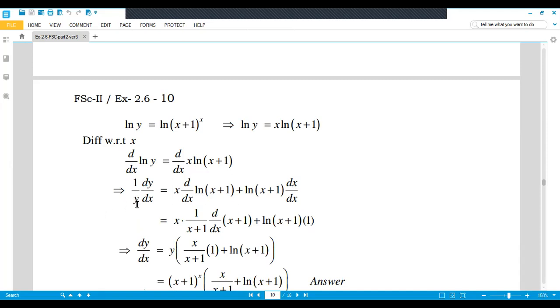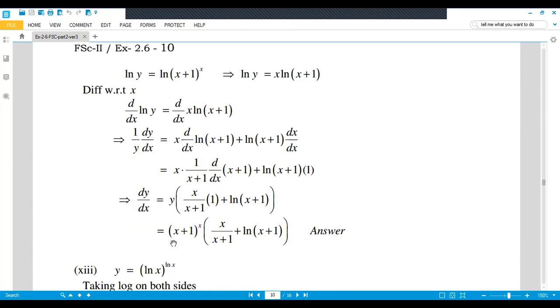Now this y is divided here, shifted to the other side, it will multiply. So you put the value of y which is given at the start: (x plus 1)^x is the value of y. And here x, because the derivative of x is 1 and the derivative of 1 is 0, so x over (x plus 1), and here plus natural log of (x plus 1). So this is the required answer.